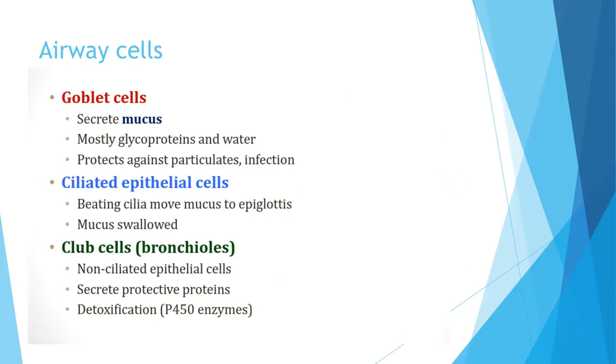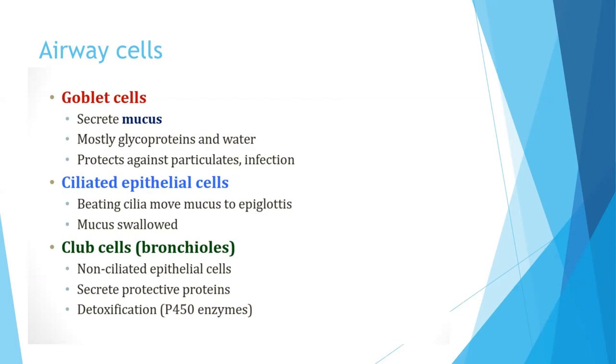We also need to know about the airway cells. There are three main airway cells: the goblet cells, ciliated epithelial cells, and the club cells. The goblet cells secrete mucus, which is generally glycoprotein and water, and it protects against particulates and infection. The ciliated epithelial cells have beating cilia, which move the mucus towards the epiglottis, and then it is either coughed out or the mucus is swallowed.